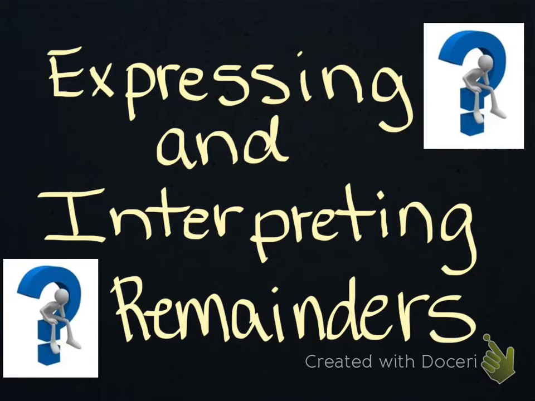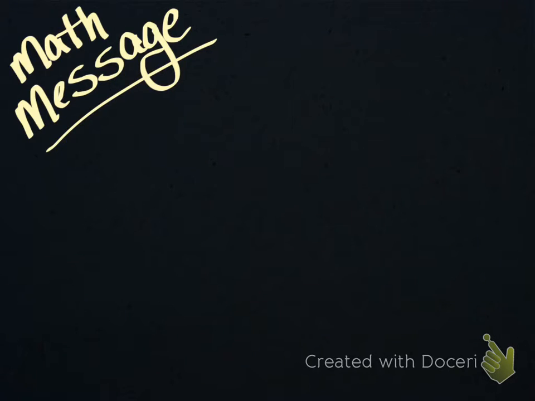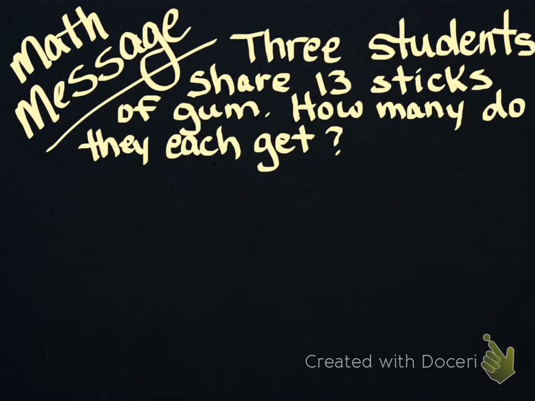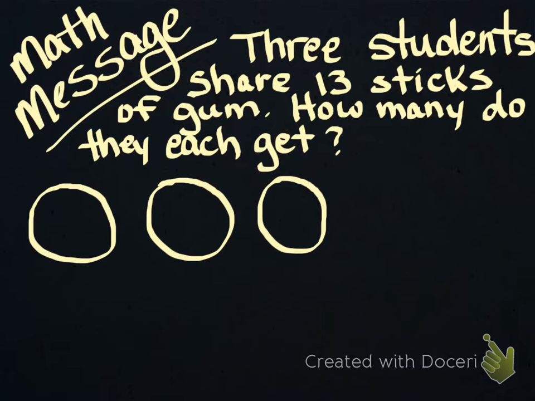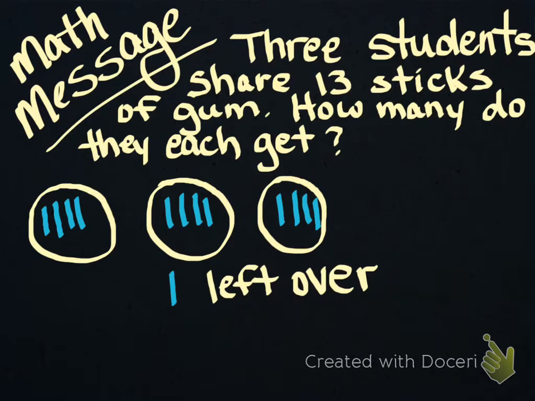Today we're going to do a lesson on expressing and interpreting remainders. So our math message is 3 students share 13 sticks of gum. How many do they each get? So we could draw 3 circles and fill in until we get to 13. And we end up with 1 left over.